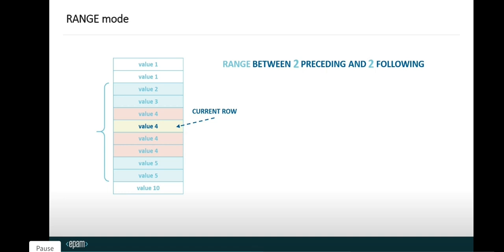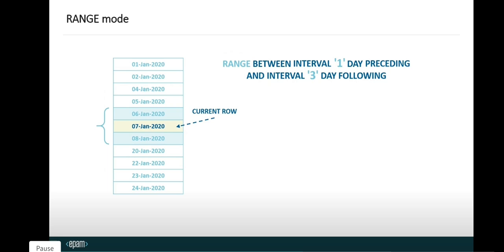To define a frame with an offset in range mode, the order by clause must contain exactly 1 column. The data type of the offset expression depends on the data type of the ordering column. For numeric columns, it is usually the same numeric type, and for columns with the date time type, it is the interval type. For example, if the ordering column is of type date or timestamp, this notation is possible.